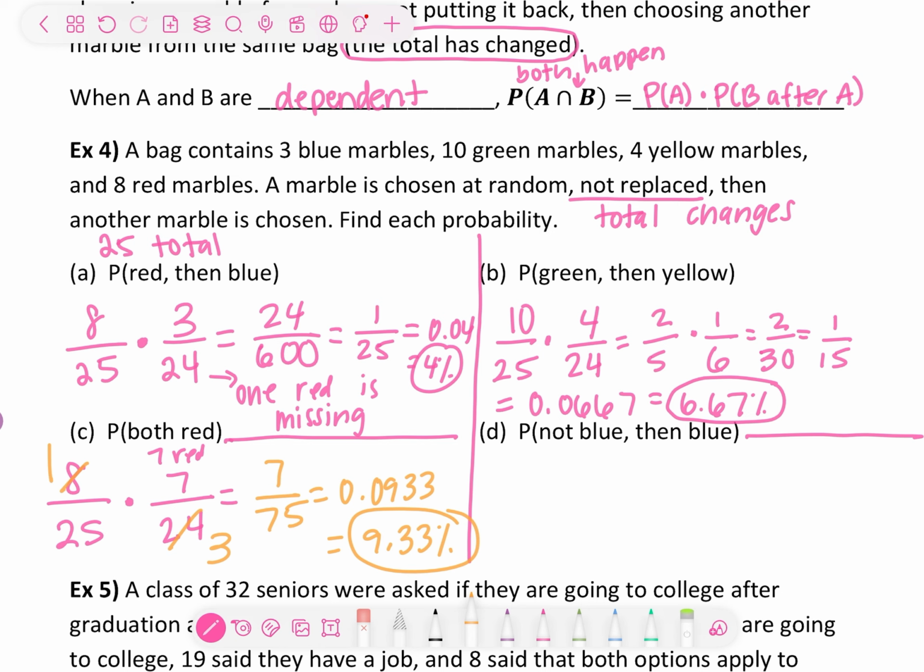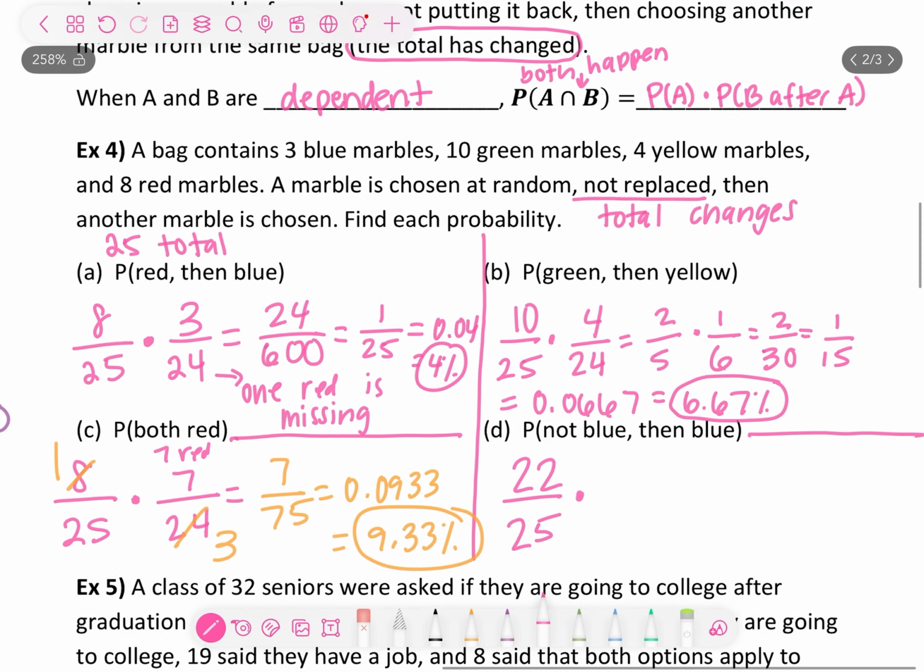Last but not least, let's take a look. Probability of not blue, then blue. So the probability of not blue, first of all, there's 25 marbles right now. We've just started. The probability of not a blue one is everything except for those 3 blues. So that means it's 25 minus 3, so it's going to be 22. So there's a high likelihood that the first one's not blue. Times the probability of then having a blue. Well, we didn't get a blue to begin with, so there's still 3 blues in there. So it's 3 over, and then the total has changed to 24 because whatever color we did get, we took it out.